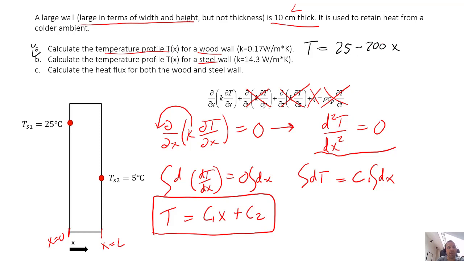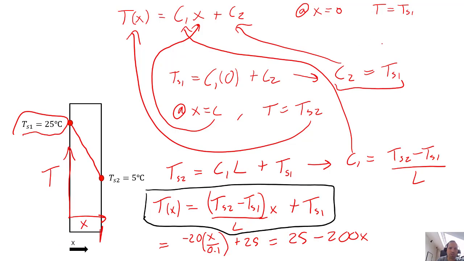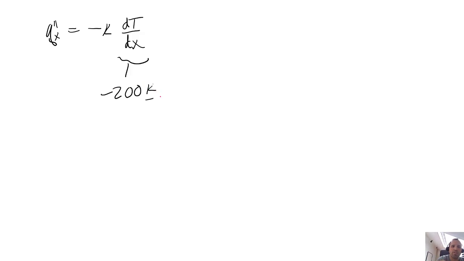Okay, so now let's calculate the heat flux for both the wood and the steel wall. So the heat flux, how do we do that? We know the temperature profile. How do we go and calculate the heat flux based on a known temperature profile? This is actually something we've been covering in Chapter 2: we use Fourier's law. Fourier's law tells us that to get the flux, that is just minus k times dT/dx. So dT/dx in both cases is minus 200, and that would be units of Kelvin per meter or degrees C per meter. Either way is good.